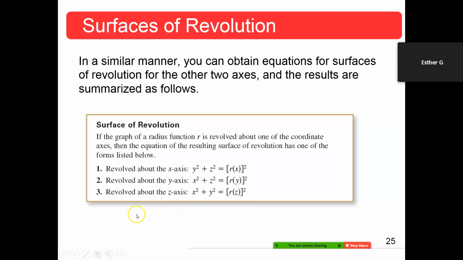And if it's revolved around the z-axis, like the one we just saw, it's x squared plus y squared is equal to that radius as a function of z squared. Those are your surfaces of revolution.